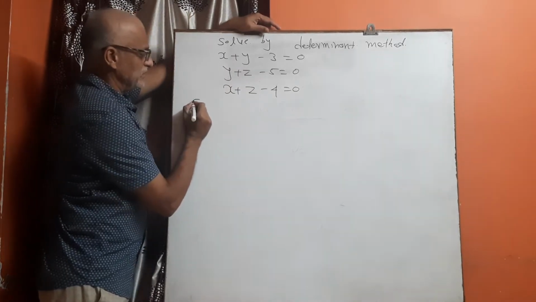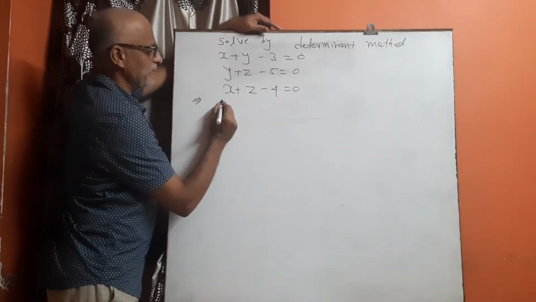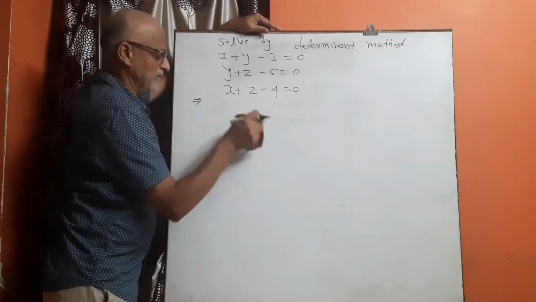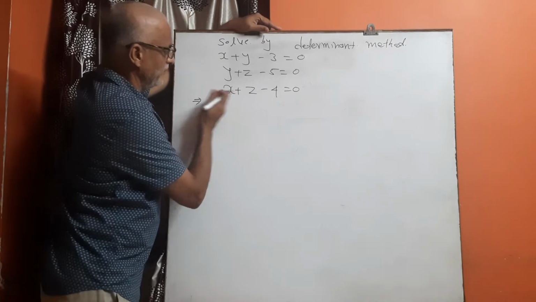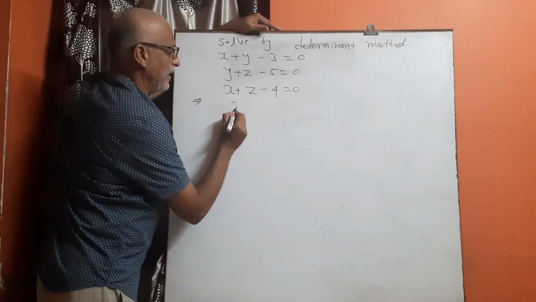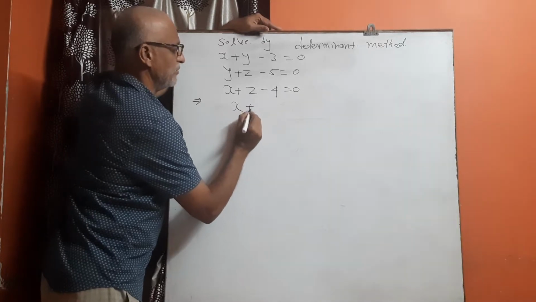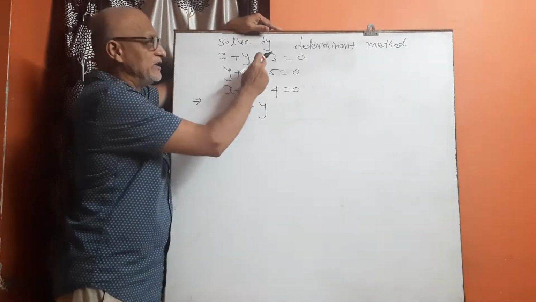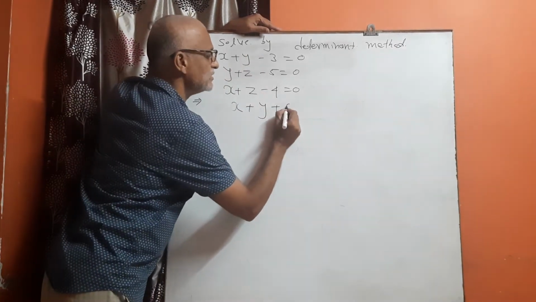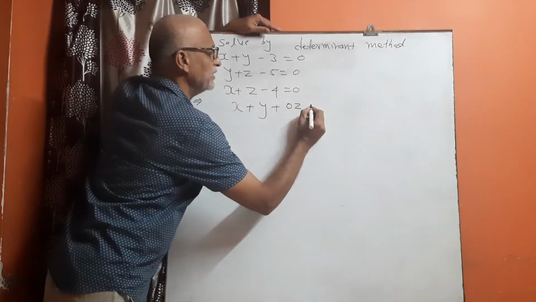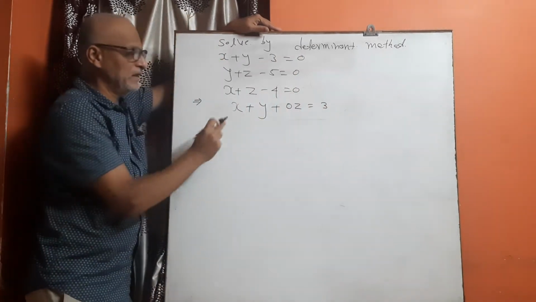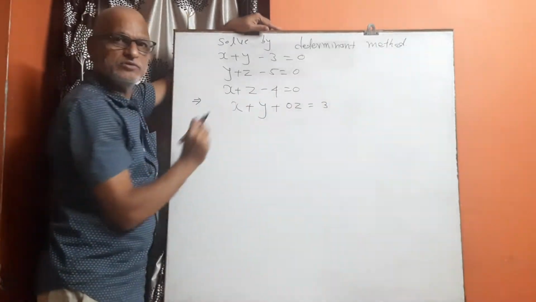So the standard form of the equations are x plus y. Z is missing there, so that z we can write as plus 0z. Minus 3 gets converted into the other side, that will be 3. x plus y plus 0z equals to 3.